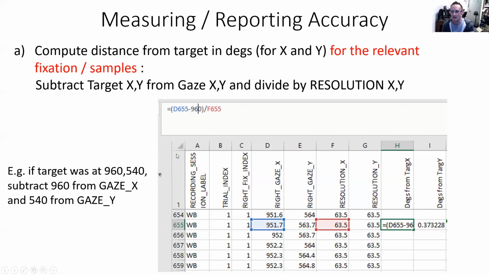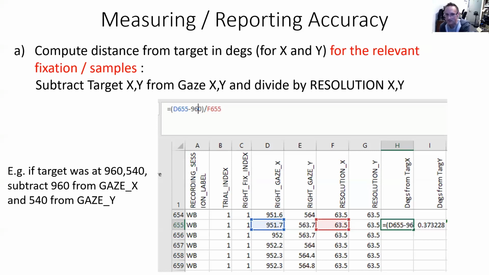And that's going to give us, and then we divide, this is a critical thing, by the resolution data, because that's what converts the pixels into degrees of visual angle. So this will give us an X and a Y value, which is the distance between where our target was and where the eye tracker said the person was looking, in degrees of visual angle. Great, that's what we want.